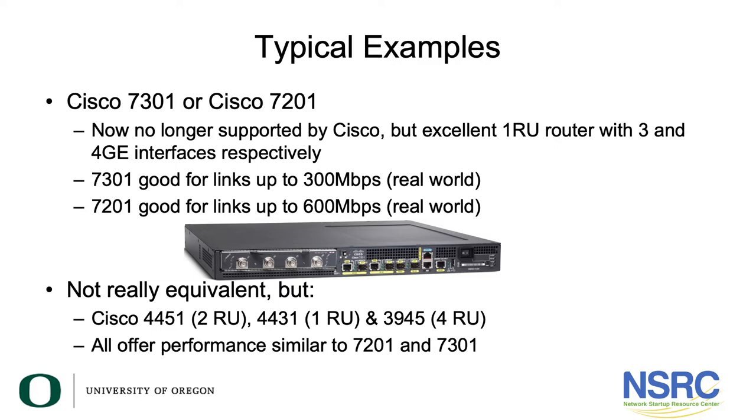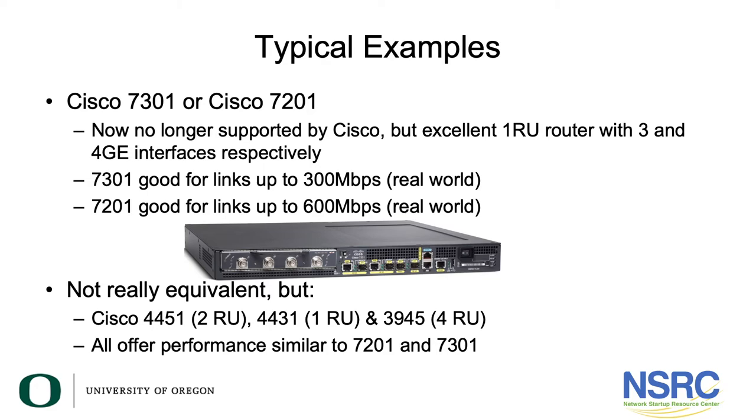If we look at the high end, again, typical examples that NSRC has been involved in over the years include the Cisco 7301 and the 7201. In the early 2000s, so 2000 to 2010, these were probably the benchmark for a 1RU border router in many, many networks. They're no longer supported by Cisco, but they're an excellent 1RU router with 3 or 4 gigabit Ethernet interfaces, respectively. We found that the 7301 is probably good for 300 megabits per second in real world with all the features turned on. The 7201 is twice the speed.